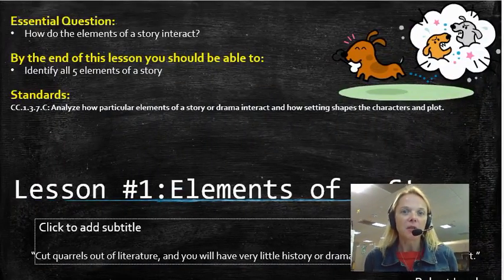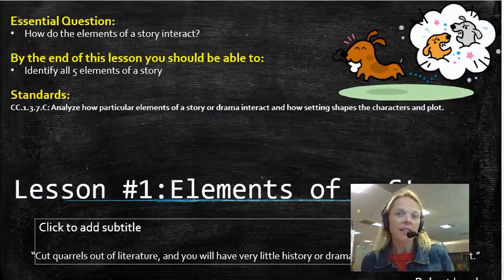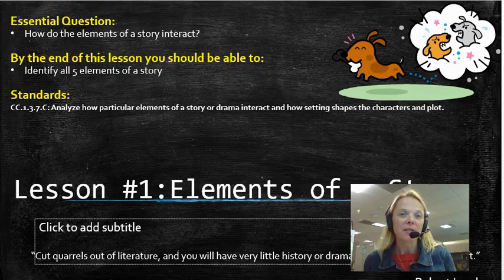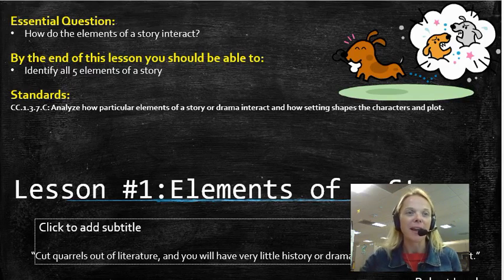The essential question for this lesson is, how do the elements of a story interact? By the end of this lesson, you should be able to identify all 5 elements of a story, and your standard is Common Core 137C. Analyze how particular elements of a story or drama interact and how setting shapes the characters and the plot. This is Lesson 1, Elements of a Story.